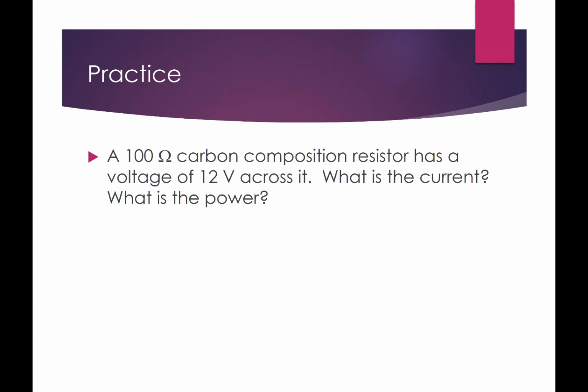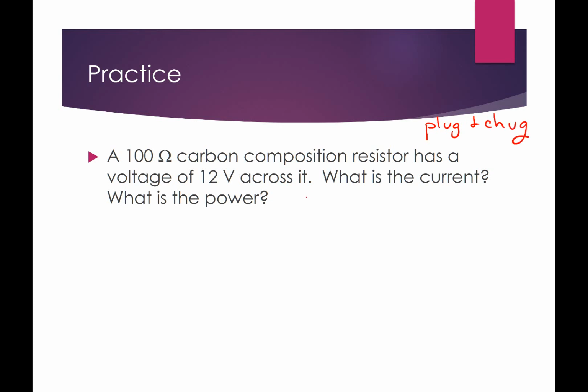So here's an actual example. A 100 ohm carbon composition resistor has a voltage of 12 volts across it. What's the current? What's the power? This is your standard college algebra: I just showed you something, now regurgitate it back to me. This is just a plug and chug kind of problem. I always like saying that, plug and chug. You just plug in the numbers, you chug through the math, and then you get an answer.